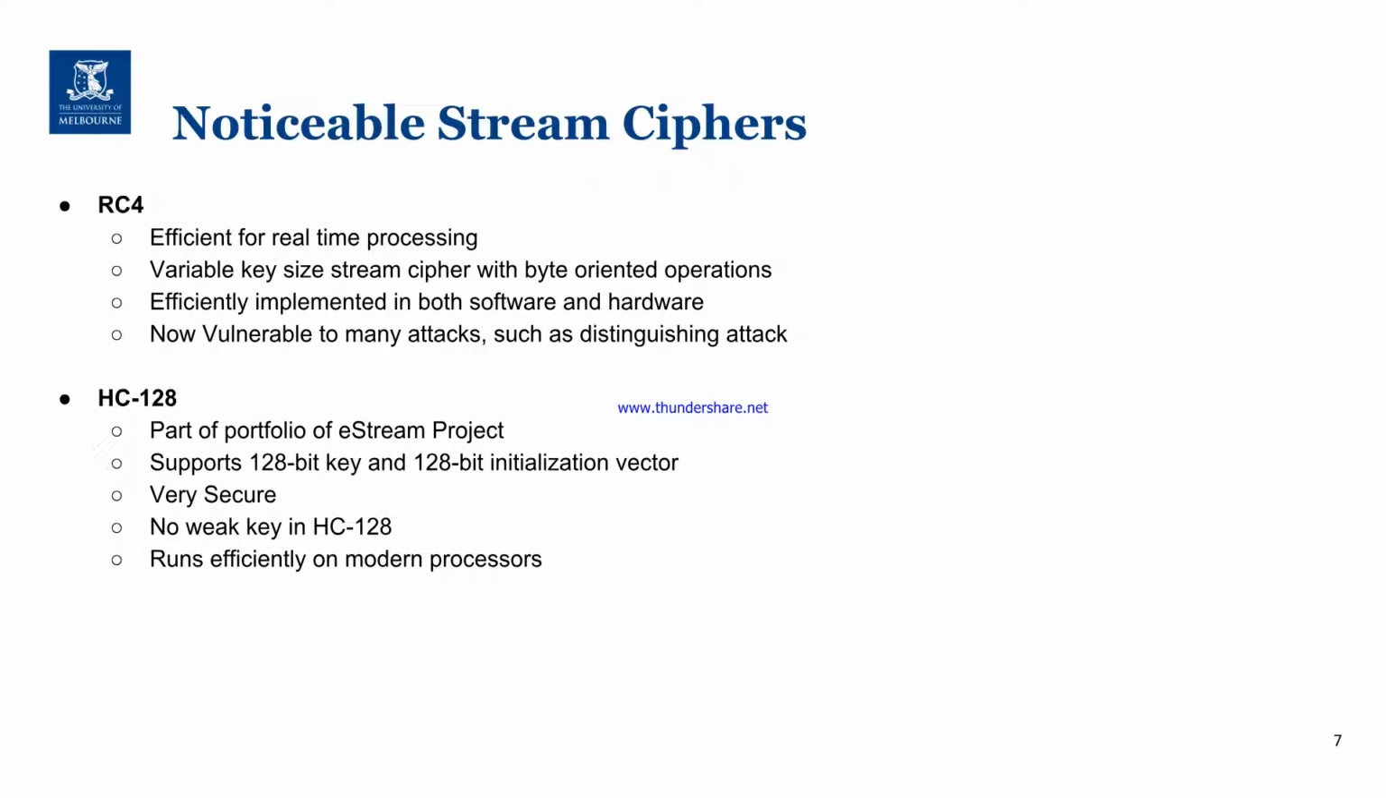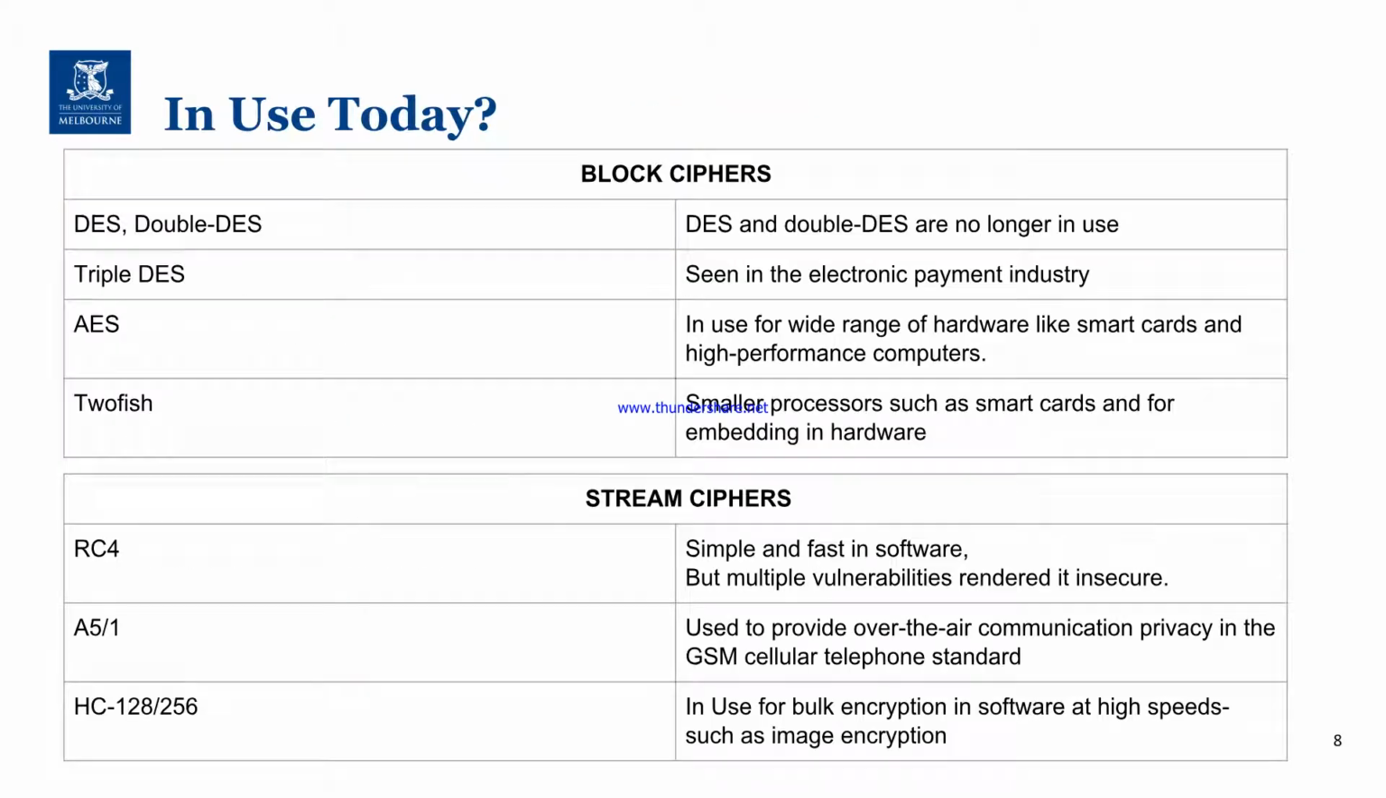Then, among notable stream ciphers, we have the algorithm RC4. It's very efficient for real-time processing, but over time it has been vulnerable to many attacks. Then there are algorithms like A5, HC128 or HC256. HC128 and 256 are part of the portfolio of the eStream project. They support 128-bit keys and 256-bit keys. They are very secure and they run very efficiently on modern processors.